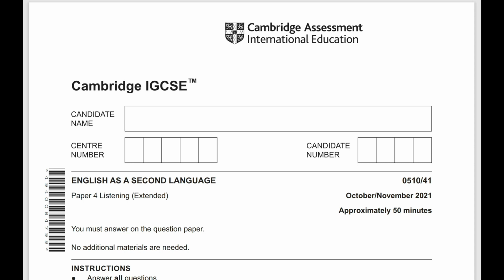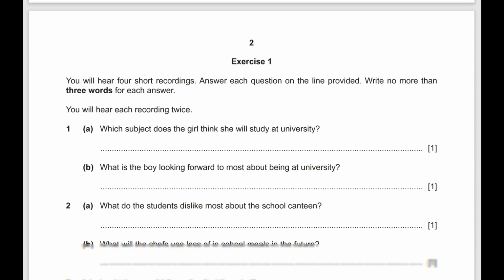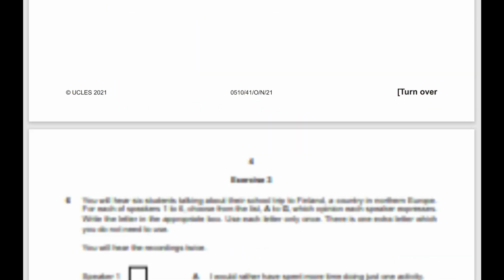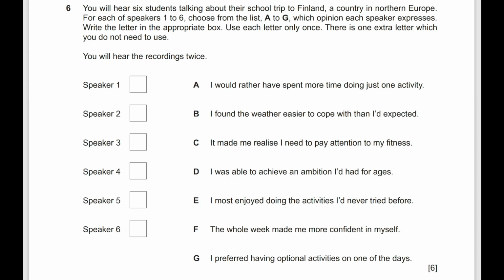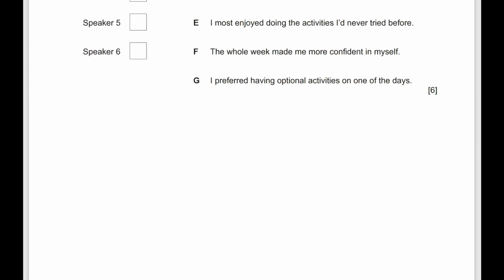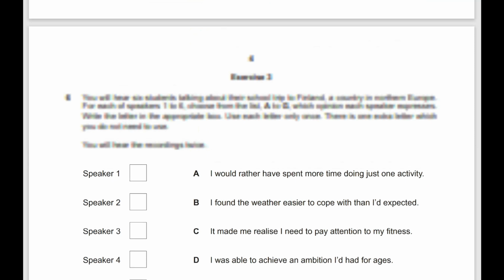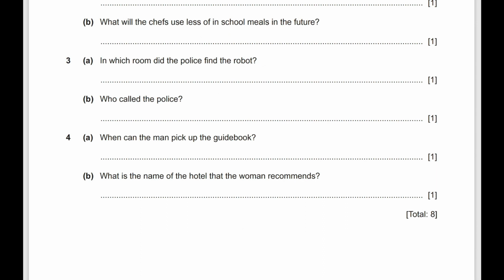The candidates listen to a range of long and short extracts and complete a variety of exercises, including short answers, as you can see here, gap filling, multiple matching questions, multiple choice and note taking, with a total of course 40 marks. The duration of the extended paper is approximately 50 minutes. The core paper is of 30 marks with an approximate duration of 40 minutes, okay?